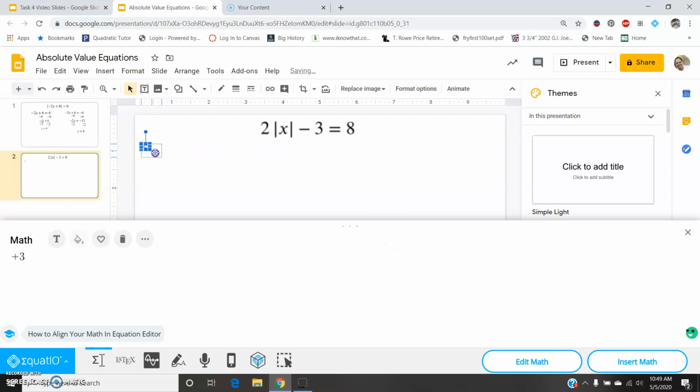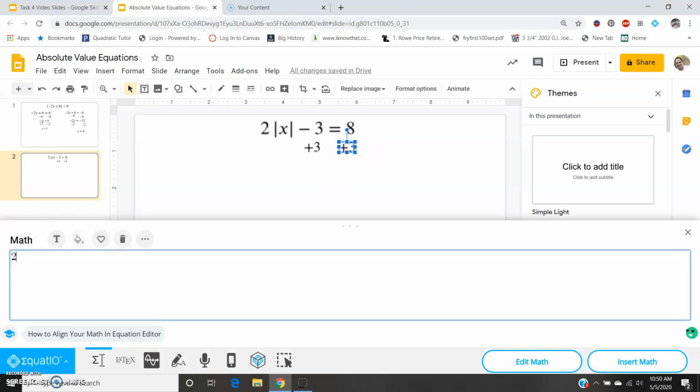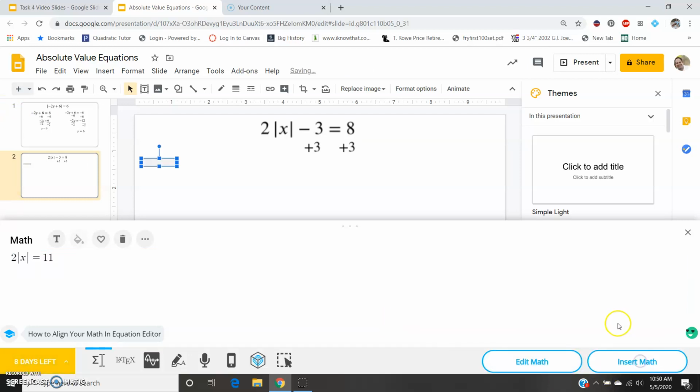Again, this is kind of the other half of what was a new concept this year, which was essentially to isolate the absolute value and then to understand that you need two equations to finish. So this is kind of seeing the other part of that new piece. So -3 plus 3 is 0, and 8 plus 3 is 11. So let me see here, 2 times the absolute value of x equals 11. Looks good. And we'll put him here.